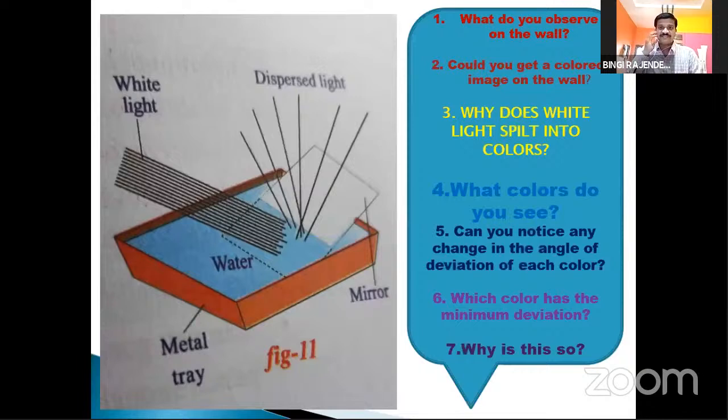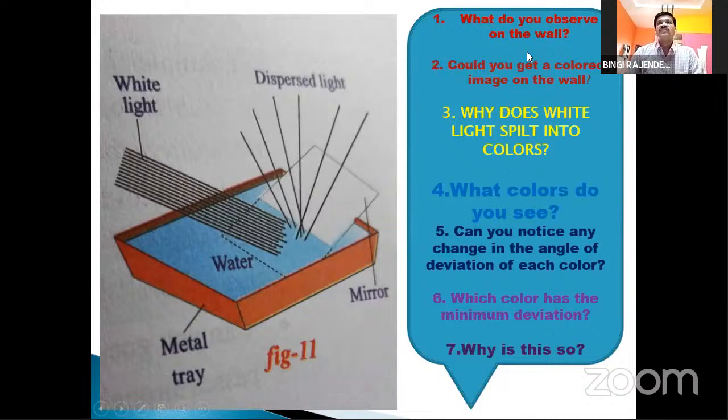Sir, video please. And the fourth activity is also there. For this fourth activity, we take a tray with water and a small mirror, and put it in the outer area opposite to the sunlight. There are 7 questions in our textbook.